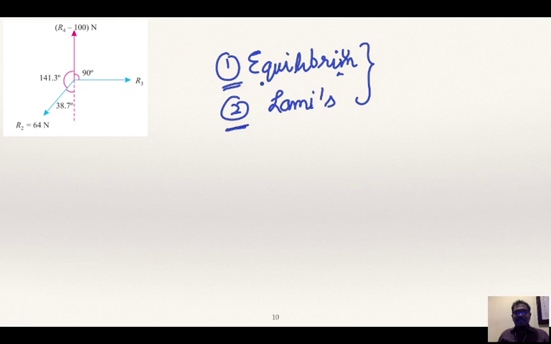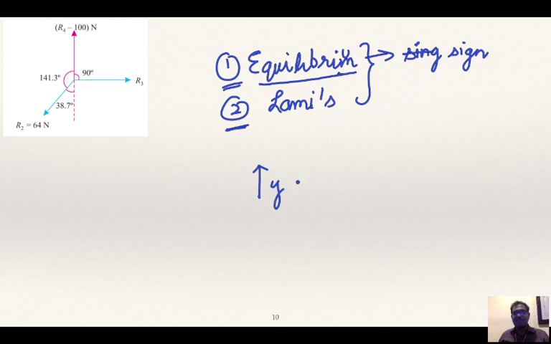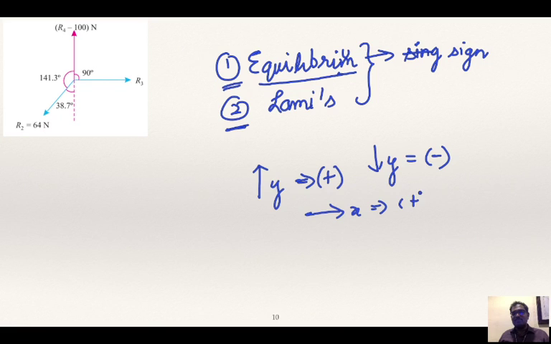Generally if you are going to solve using the equilibrium conditions, one thing you should keep in mind is the sign convention. The sign convention is very important. Again, I'll repeat it. If you have it on the positive side of the y-axis, you're going to have a positive sign convention. If it is on the negative side of the y-axis, you're going to have a negative sign convention. On the right hand side of the x-axis, again you're going to have a positive sign, and if you have it on the negative side of the x-axis, you're going to have a negative sign.